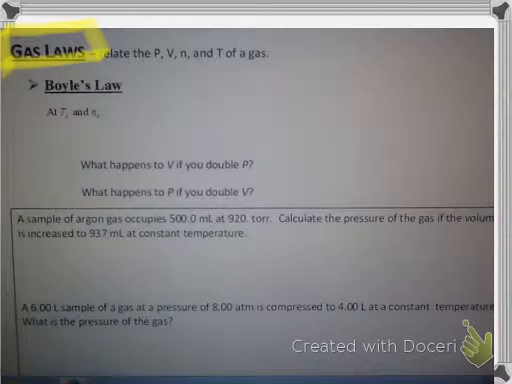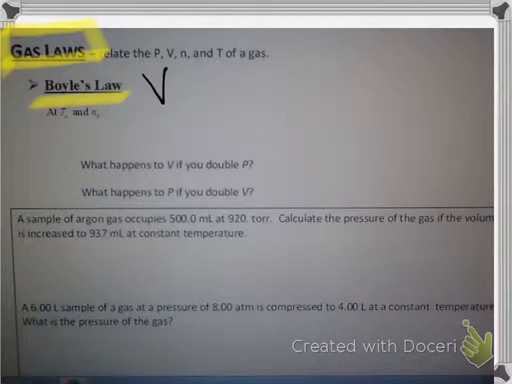I'd like you to be able to relate the equations with the names of the laws. So know what the names of each of these equations or laws are. The first law we're going to look at is Boyle's Law. Boyle's Law relates volume and temperature. So it relates the volume of a gas to the temperature of a gas. And that's Charles' Law. Boyle's Law relates the volume of a gas with the pressure of a gas.